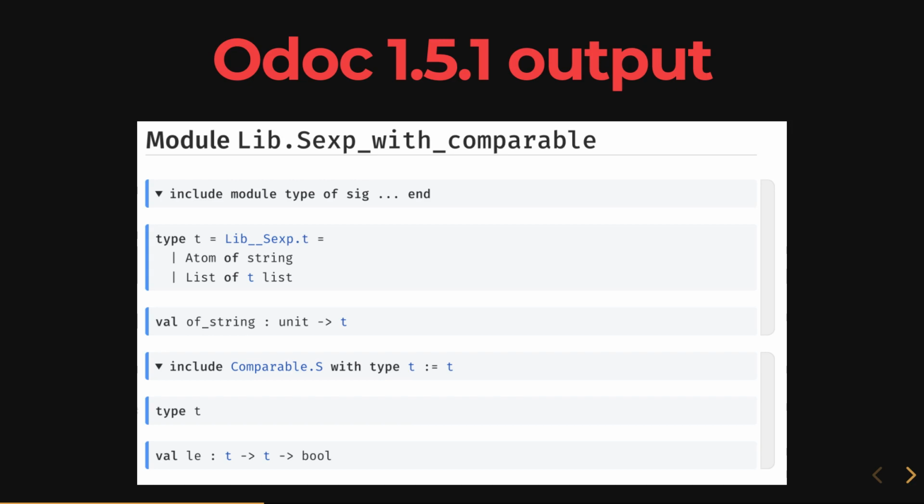Secondly, I did actually write a doc string for the function ofString, which has disappeared. Thirdly, the destructive type substitution hasn't happened. The expansion of comparable.s still has a type t in it, and the function le below contains links to that type. If you click on them, it takes you to the line above instead of to the top definition. So this fails on principle 1, it's not correct.